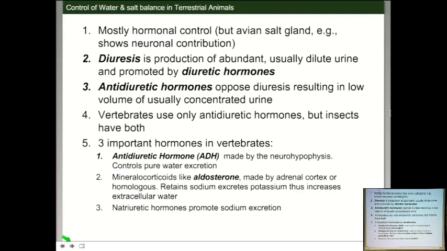And then the third are the natriuretic hormones, which promote sodium excretion. The natri part of the word is from sodium. Natrium is sodium. And uretic is urine. So natriuretic means sodium in the urine. That's sodium excretion. It's a way to remember that this promotes sodium excretion.